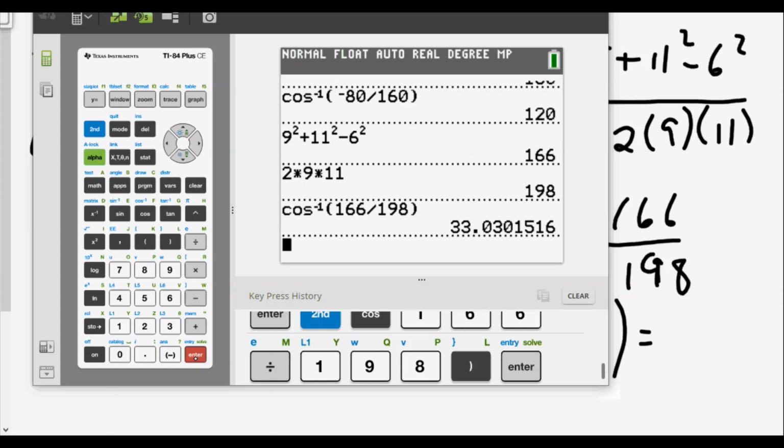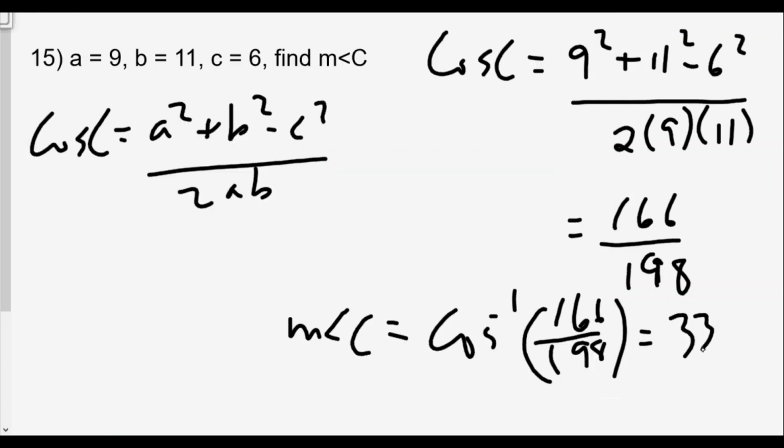And we get 33.03. Now the question asks to find the nearest tenth of a minute. Normally it would be 33.03, or I would say about 33.0 degrees. But the question asks for the nearest 10 minutes, not tenth of a minute, nearest 10 minutes. So here's what we're going to do.